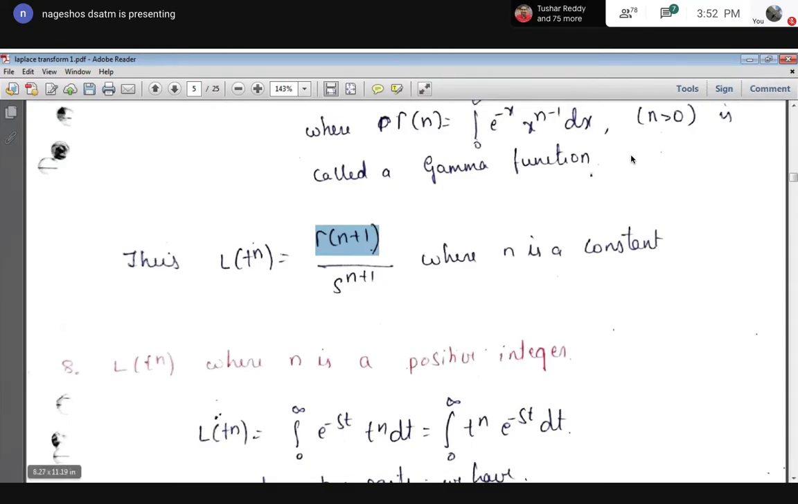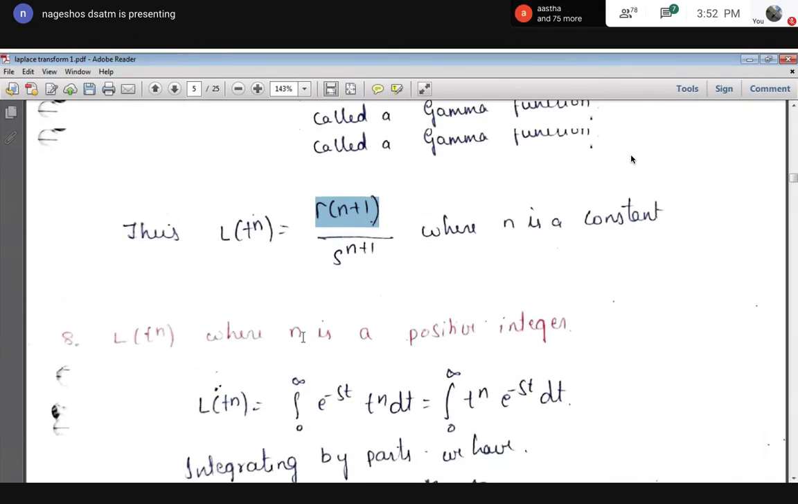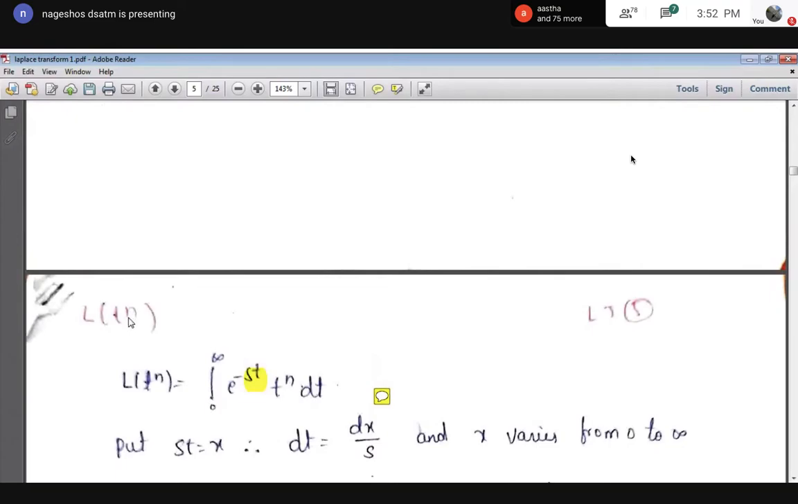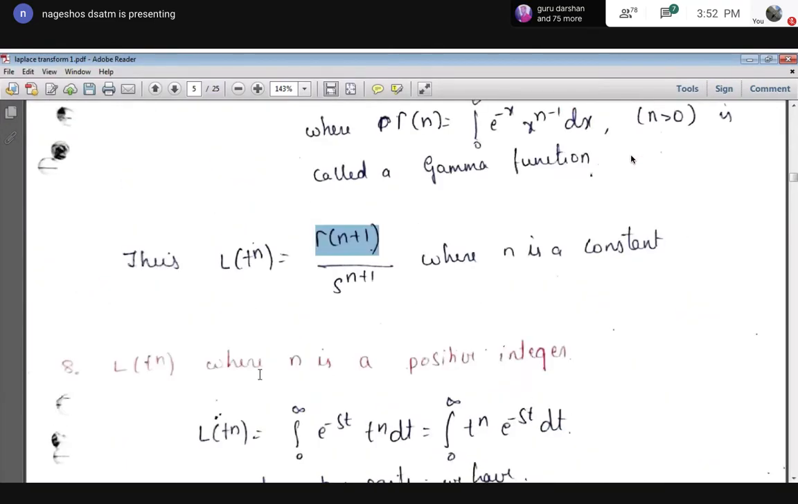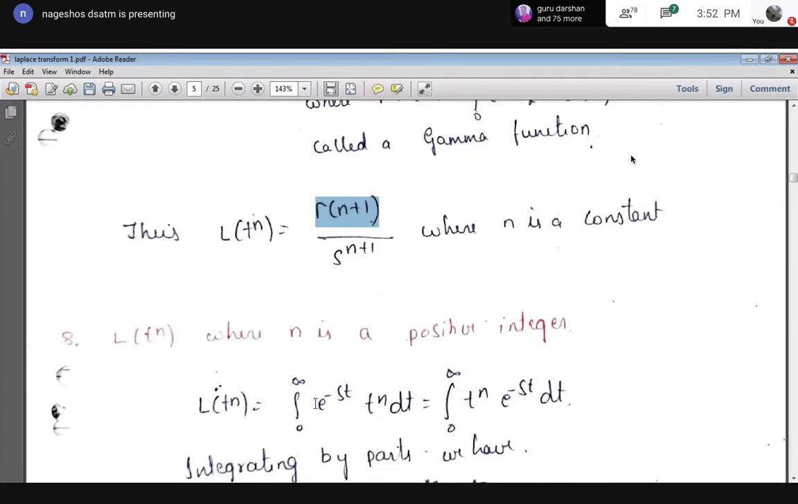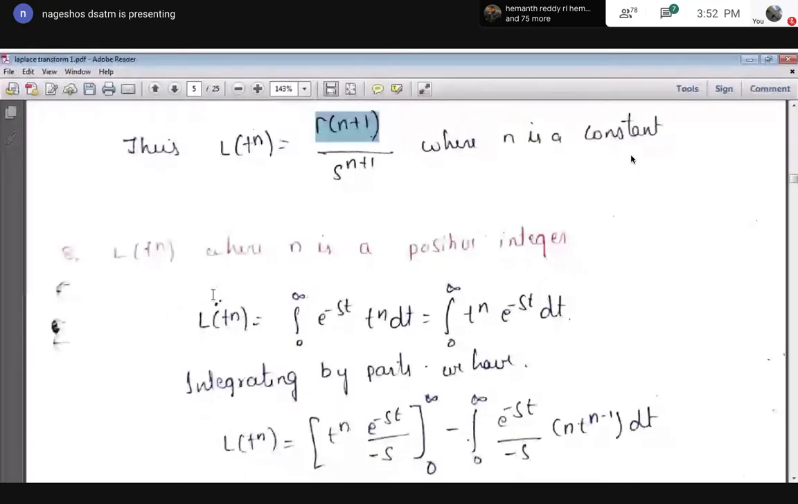Next, Laplace transform of t power n where n is a positive integer. Here one difference is there. I will tell what the difference is after deriving this, where n is a positive integer. We can derive this in two ways.